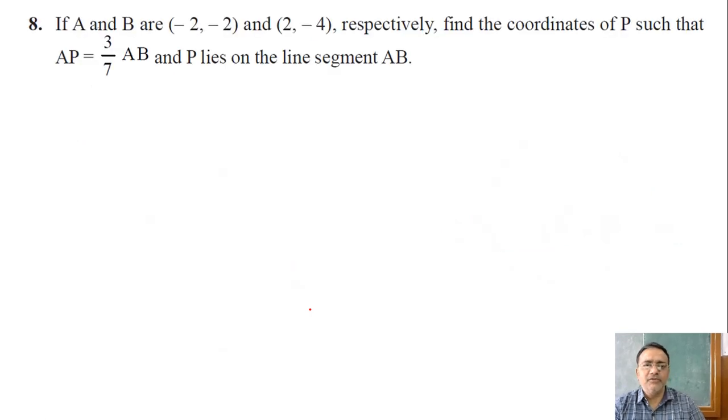Okay. Now we'll move towards one very important question for this year's board exam. If A and B are (-2, -2) and (2, -4) respectively, find the coordinates of P such that AP is equal to 3 by 7 AB and P lies on the line segment. Is the question clear?